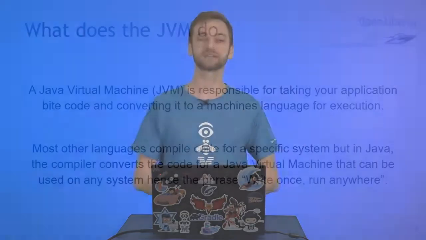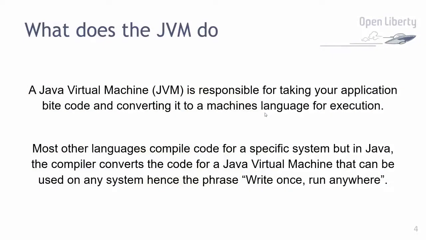So, why is the JVM important? Well, without it, as Java developers we wouldn't have anywhere to run our application code. So what is a JVM? It's a virtual machine, and it's basically responsible for taking your application's bytecode and converting it into a language that the machine understands, so machine language here. Most other languages compile specifically for a specific system, but the whole point of Java is the compiler converts the code for the Java virtual machine that can be used anywhere, hence the phrase, write once, run anywhere.